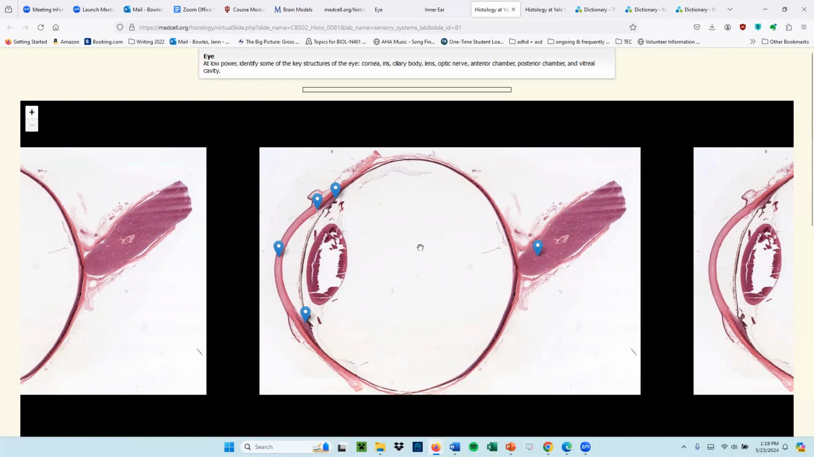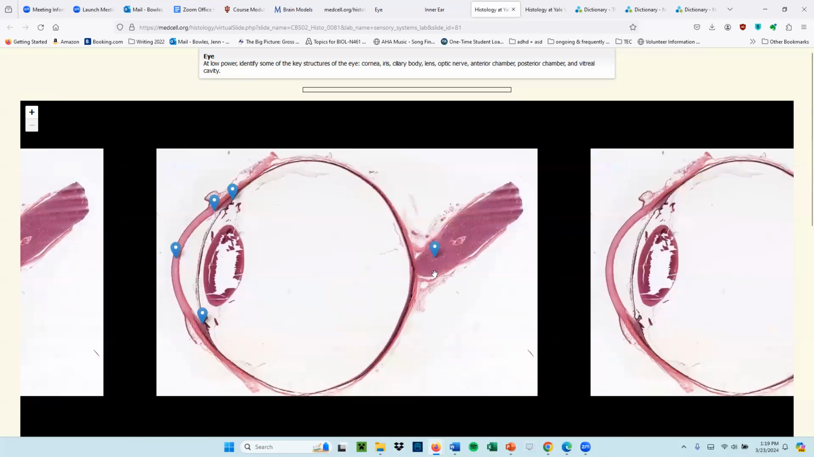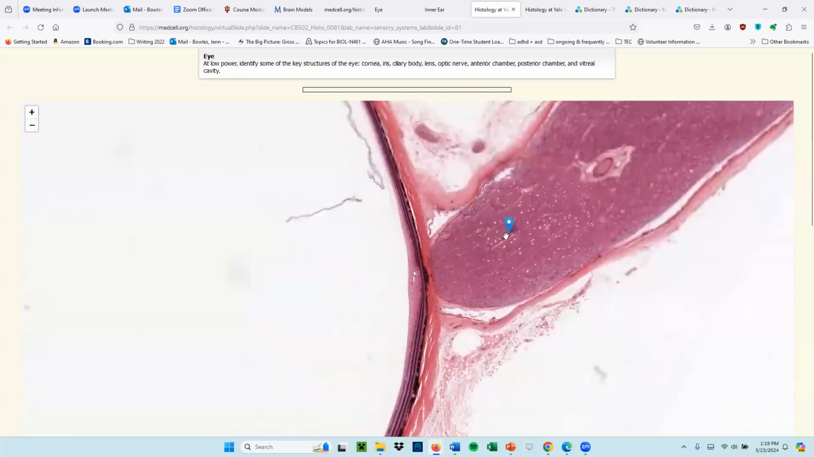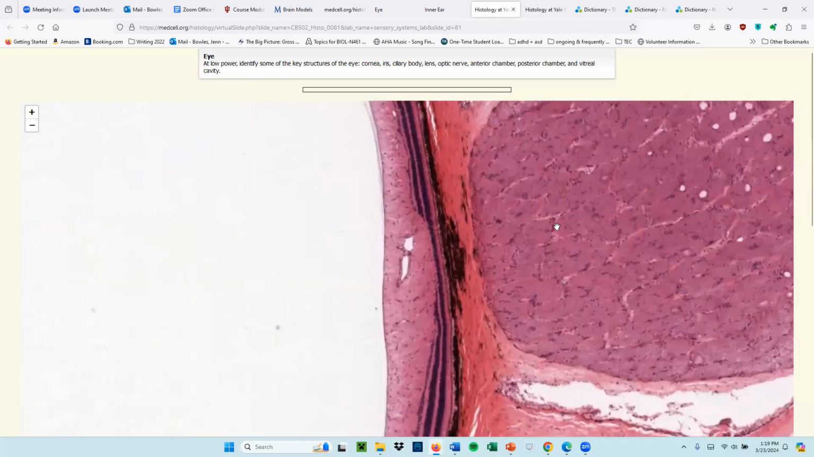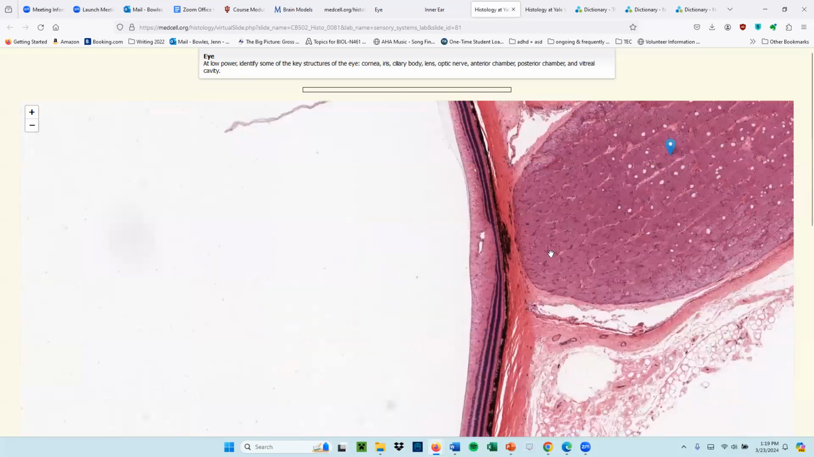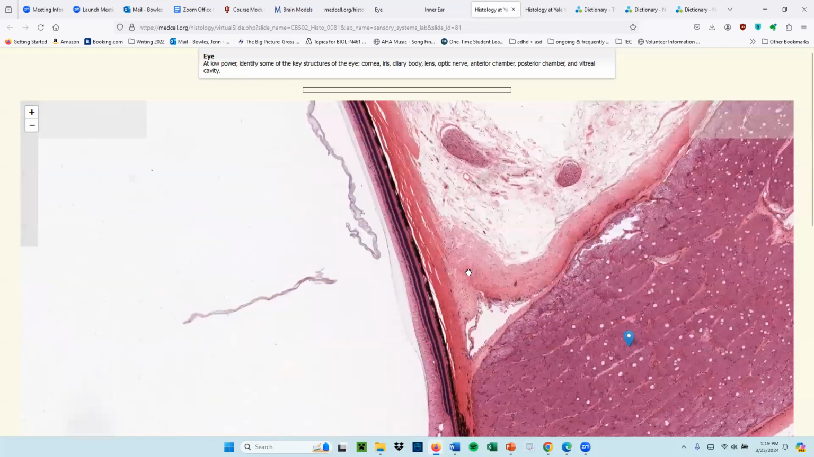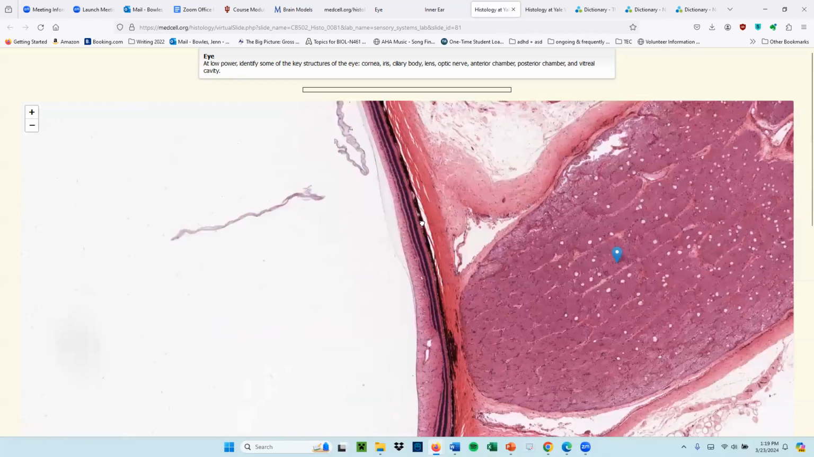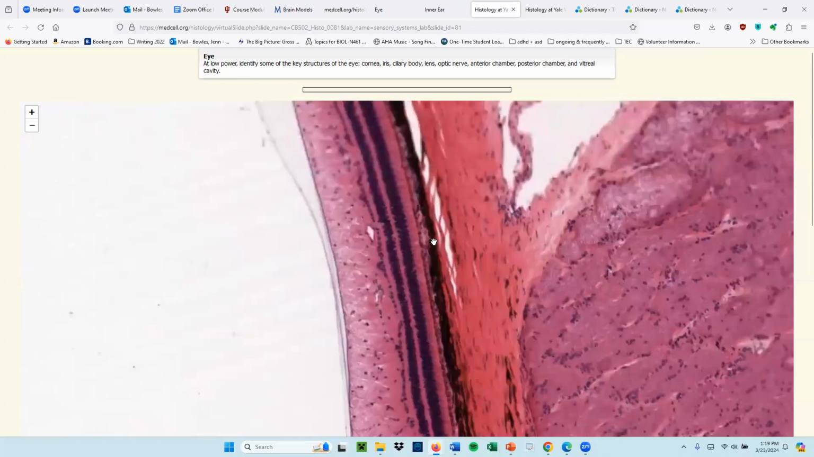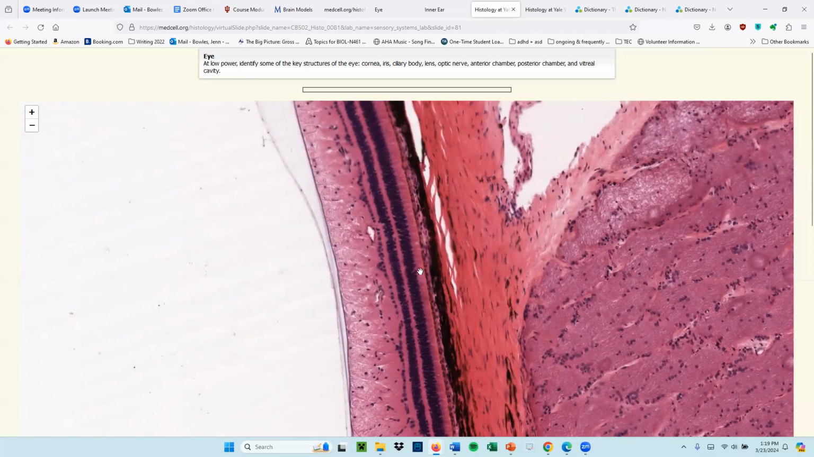So any macroscopic structure like that is probably going to be showing up as an eye model question and not microscope. What I will do is focus in on these three tunics we talked about. We had the outermost fibrous tunic, which is like connective tissue. We had a middle vascular tunic, which is where we have this choroid layer, which is really pigmented. And then we had our innermost neural tunic, which is everything else here.